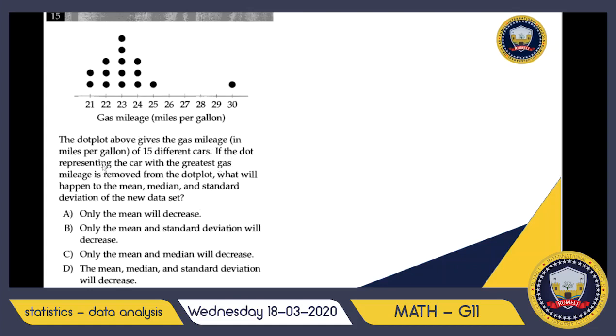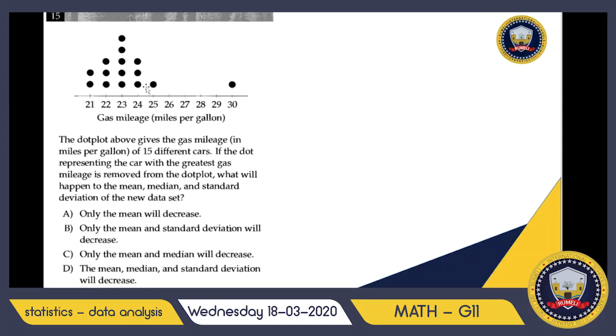In this example, guys, the dot plot gives us the miles covered by 15 different cars. So if the dot representing the car with the greatest gas mileage is removed from the dot plot, what will happen to the mean, the median, and the standard deviation of the new dataset?